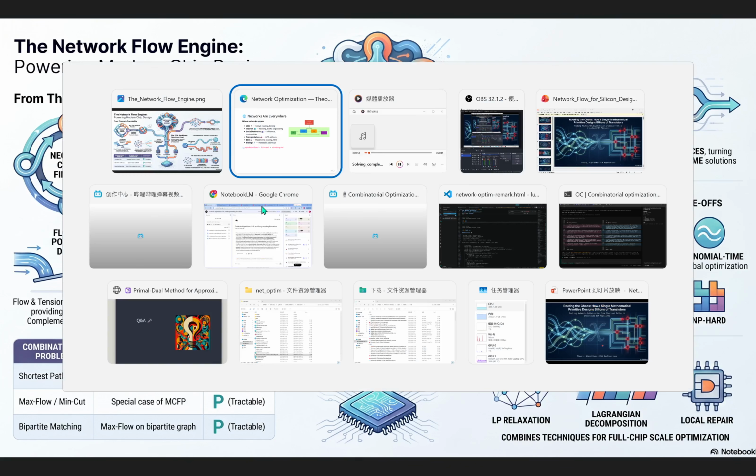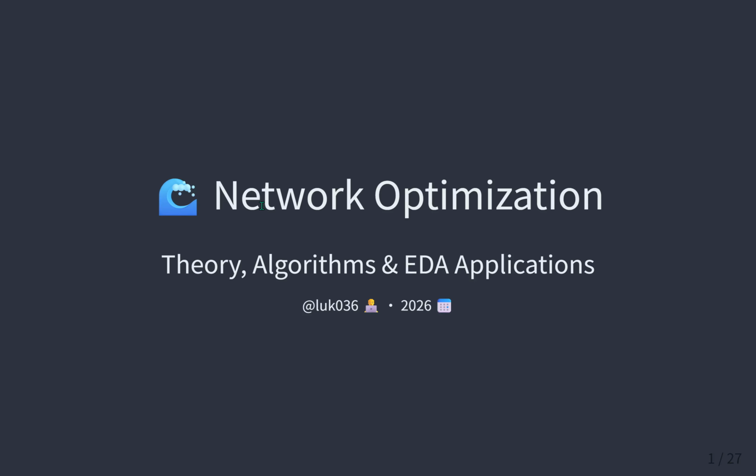Today, our mission is to uncover the hidden mathematical engine that solves these impossibly complex routing problems. Yeah, it's fascinating stuff. We're talking about everything from the GPS in your car calculating the fastest route home in real time, all the way down to the microscopic wiring inside your smartphone's processor.